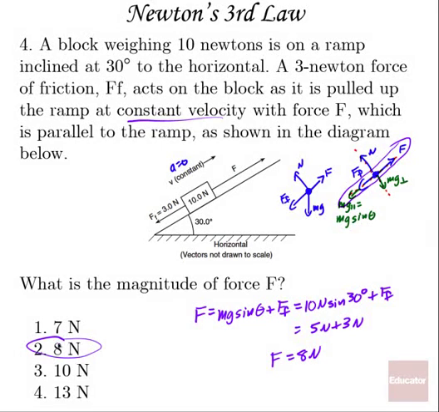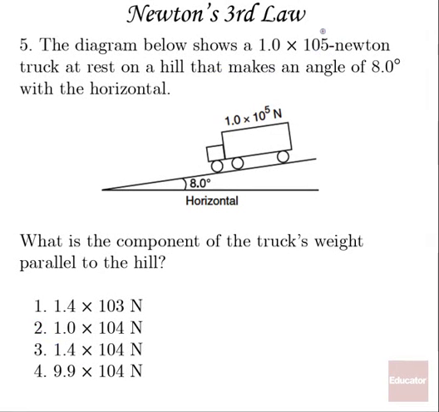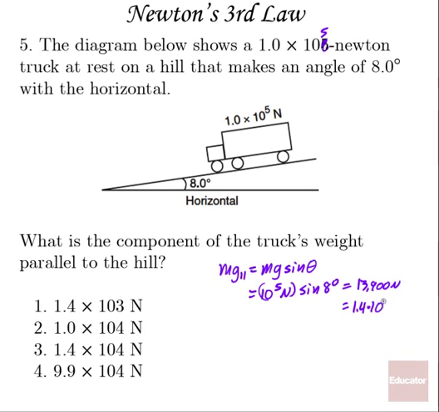All right, let's take a look at one more here. The diagram below shows a 1 times 10 to the 5th newton truck at rest on a hill that makes an angle of 8 degrees with the horizontal. What is the component of the truck's weight parallel to the hill? So we're looking for the component mg parallel to the hill, which is mg times the sine of that angle. Well, if its weight, mg, is 1 times 10 to the 5th newtons, times the sine of 8 degrees, I can't do that one in my head. We'll use the calculator for that. 10 to the 5th times the sine of 8 degrees is about 13,900 newtons, or about 1.4 times 10 to the 4th newtons. Correct answer there, number 3.